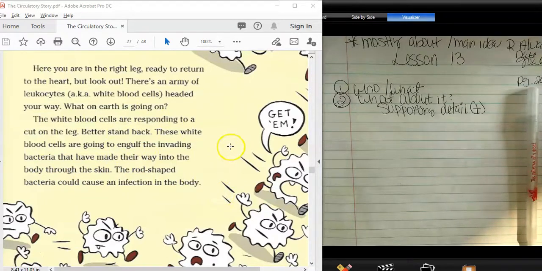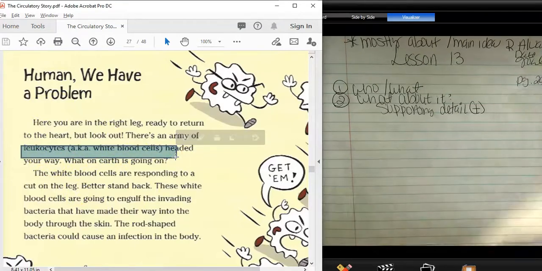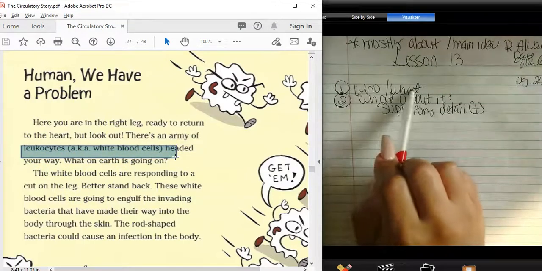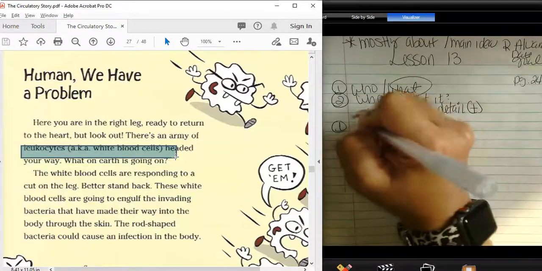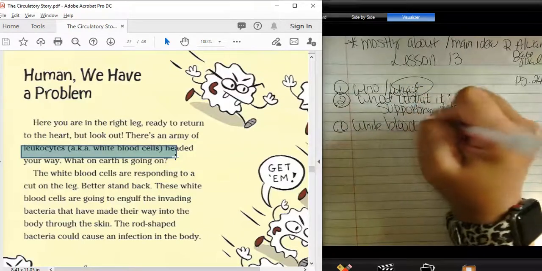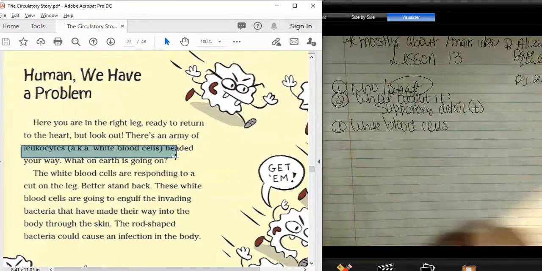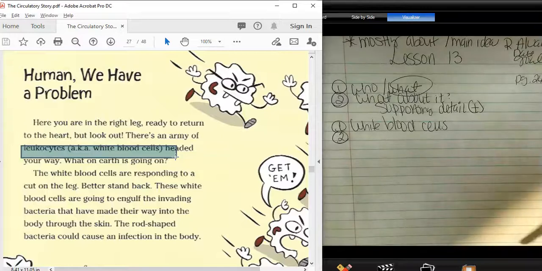Boys and girls, what is this section talking about? So if you said leukocytes or white blood cells, you are correct. Okay, let's go ahead and start. Is it a who or a what? It is a what. So let's go ahead and put here, it's about the white blood cells. Now you can also go ahead and write leukocytes because that's the actual name of them. So yes, if you wrote leukocytes, you are correct. Now, what about them, boys and girls?